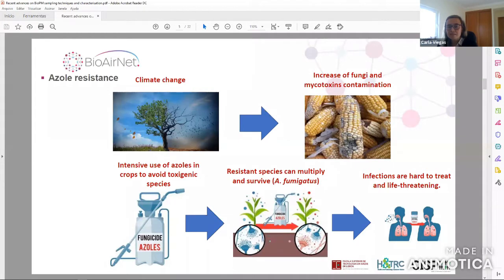Azole resistance is also an occupational and public health menace in some specific workplaces. Climate change leads to an increase of fungi and mycotoxins contamination, causing the intensive use of azoles in crops to avoid toxigenic species, leading to resistant species that can multiply and survive. This is the case of Aspergillus fumigatus, as an example, causing infections that are hard to treat and life-threatening.